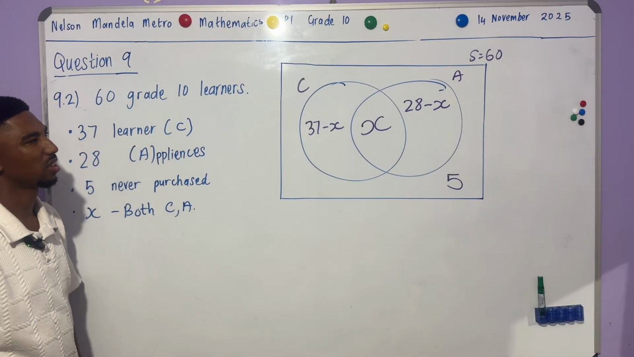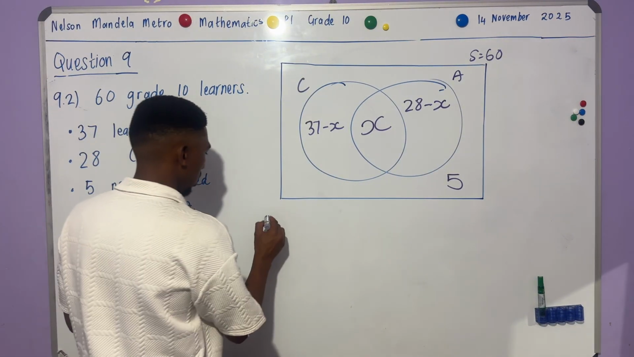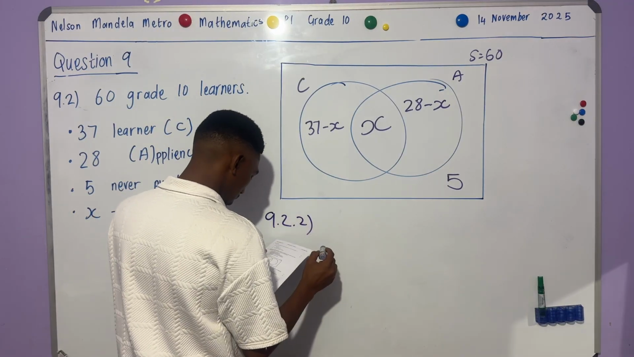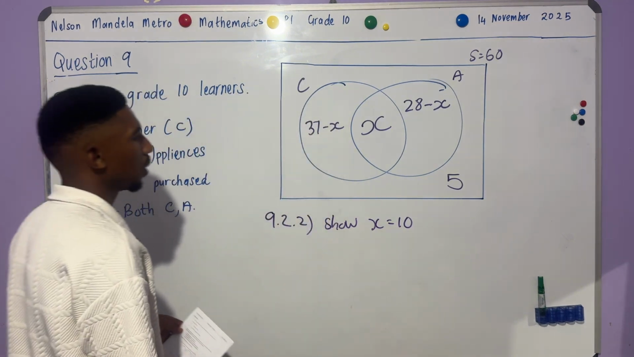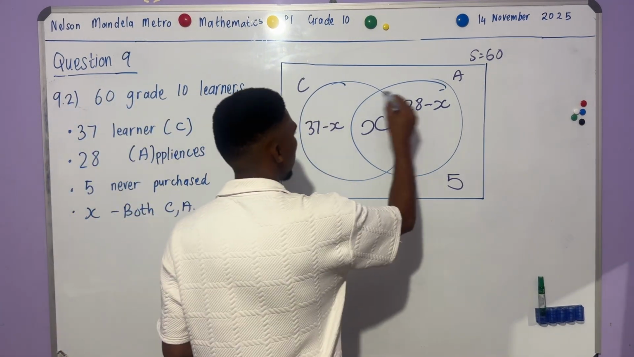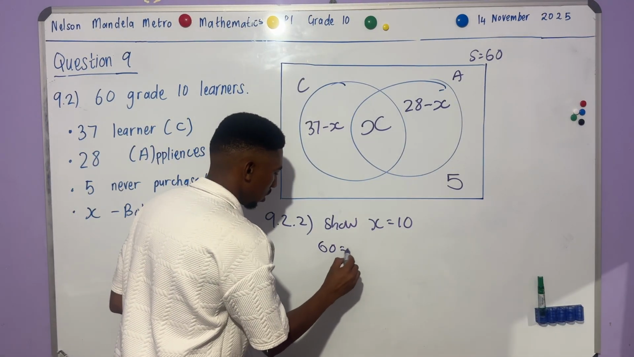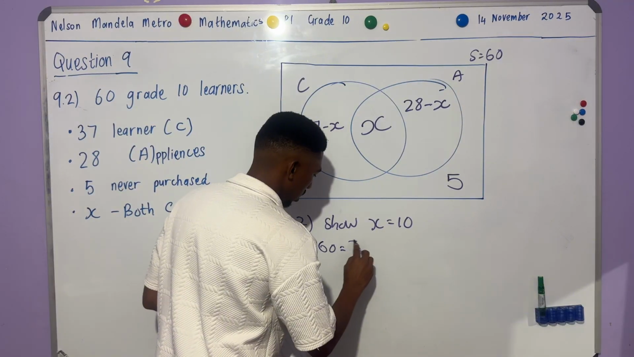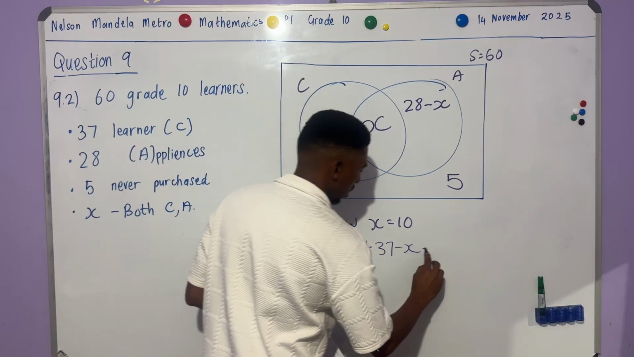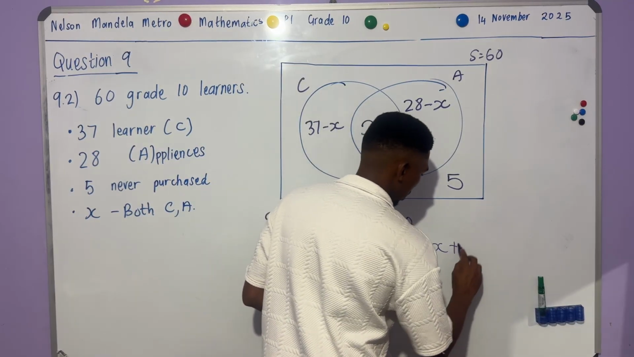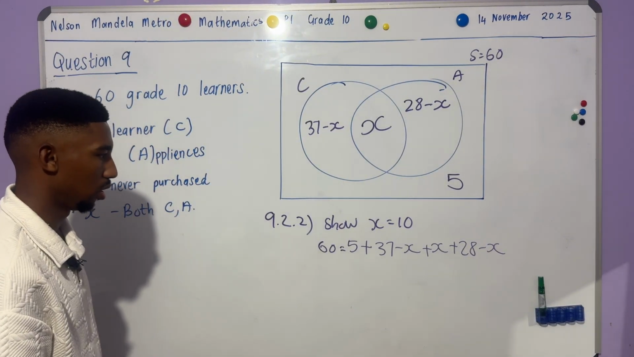Okay, that is it for our 9.2.1. 9.2.2, we're going to just finish off strong here. Show x is equal to 10. So what does this say? This says if I add everything, it should equal 60. So 60 equals, and I'm going to create an equation. Let's add 5 plus 37 minus x plus x plus 28 minus x. We have quite a long question over there.